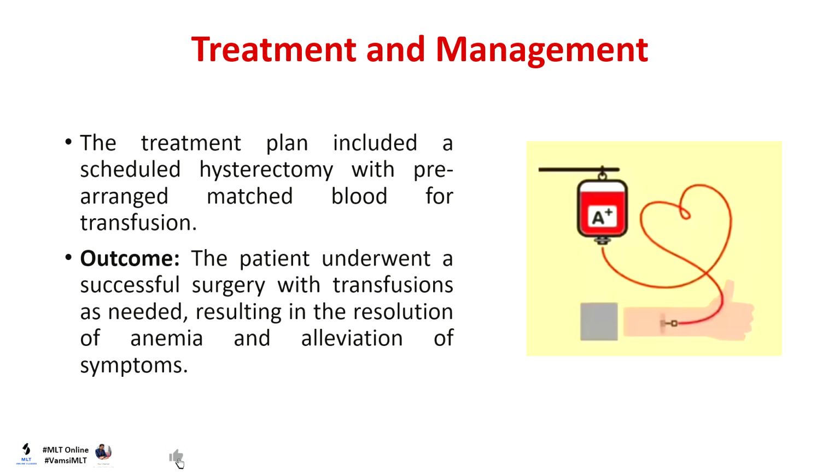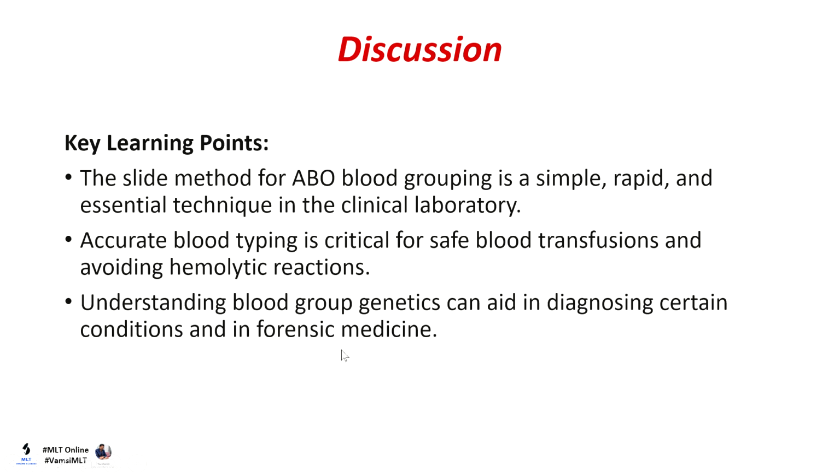Treatment and management: the treatment plan included a hysterectomy with pre-arranged matched blood for transfusion. Outcome: the patient underwent a successful surgery with transfusions as needed, resulting in resolution of anemia and alleviation of the symptoms.